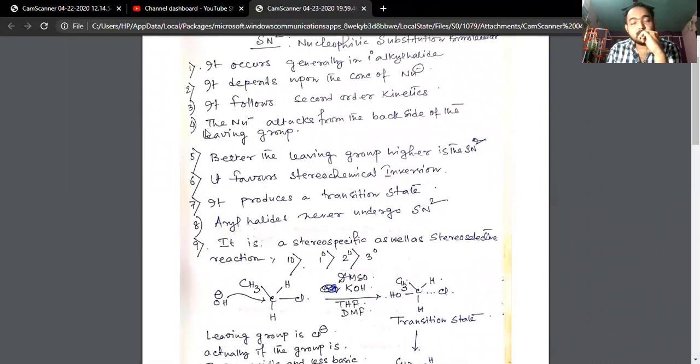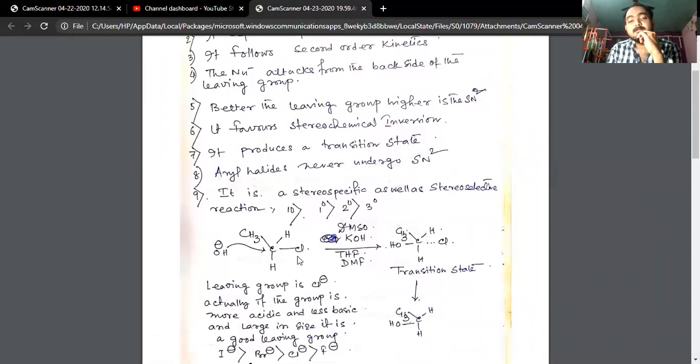Okay. Now the fourth point is that the nucleophile attacks from the back side of the leaving group. You see here, the leaving group is what leaves the reaction. So here Cl is the leaving group, because Cl minus leaves from here, and the OH minus always attacks collinearly from the back side of the leaving group. It will directly attack from the back side of the leaving group. Now here OH attacks from the back side of the leaving group.